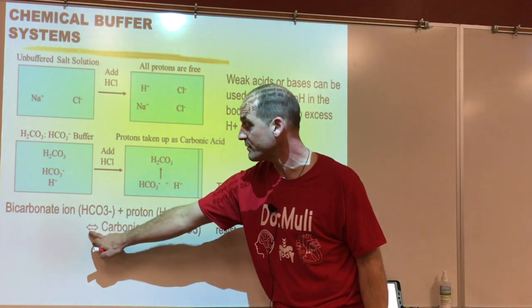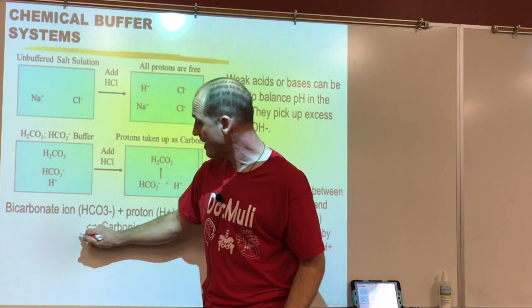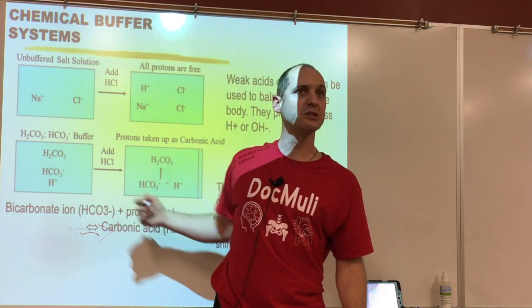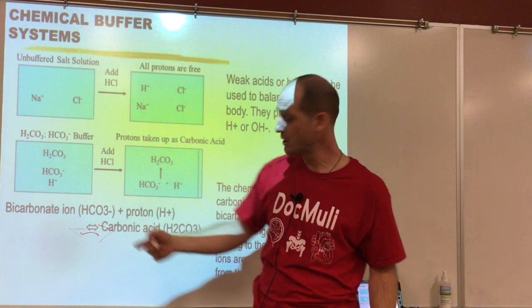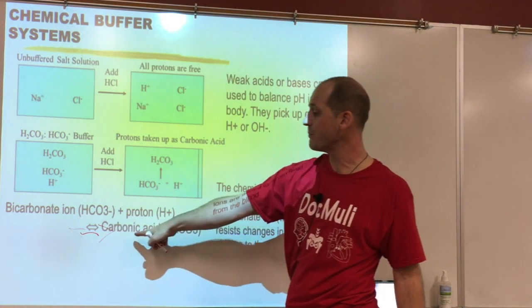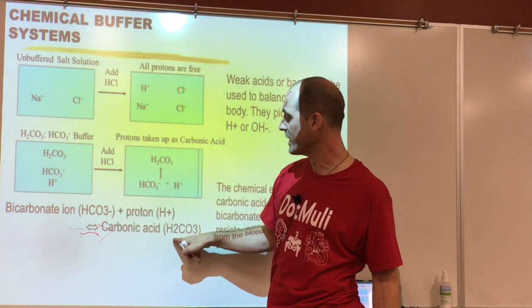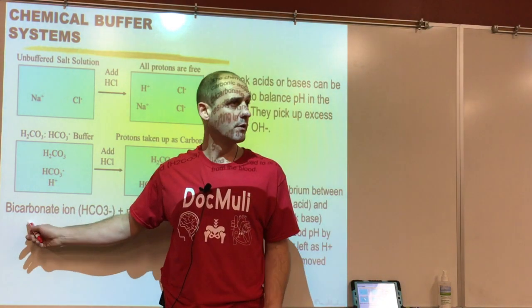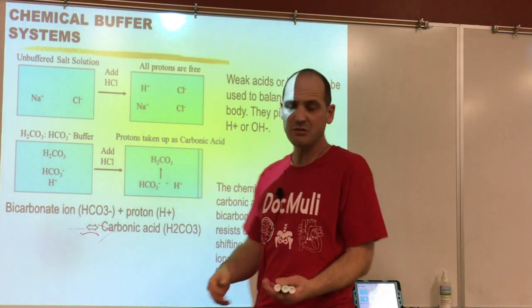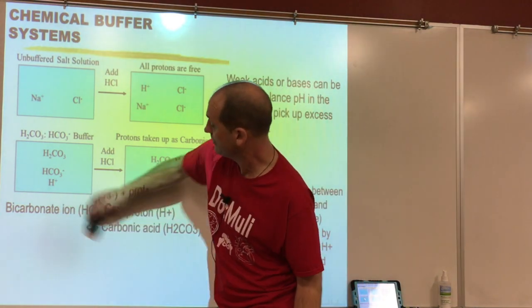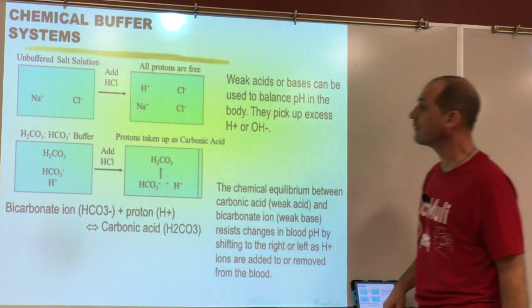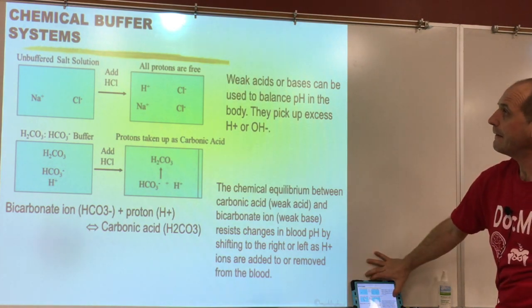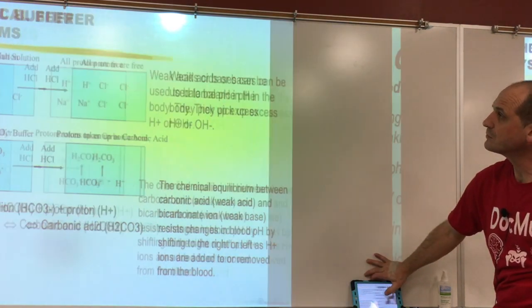And that reaction is interesting chemically: when an arrow goes both ways, it means the chemical reaction goes in both directions. You don't have to memorize carbonic acid, that's the other molecule. Bicarbonate ion is a good one to know, because it's in our meds sometimes. So that's chemical buffers.